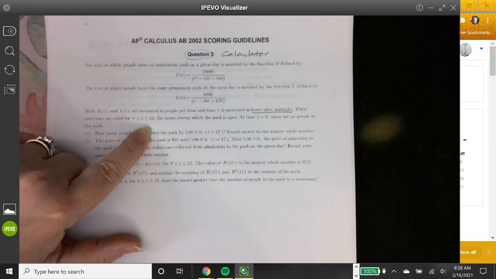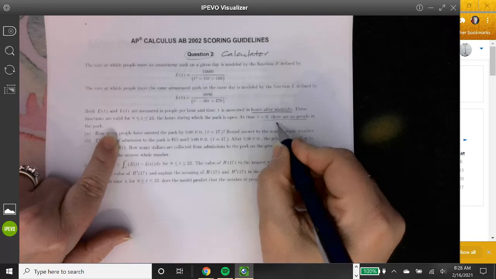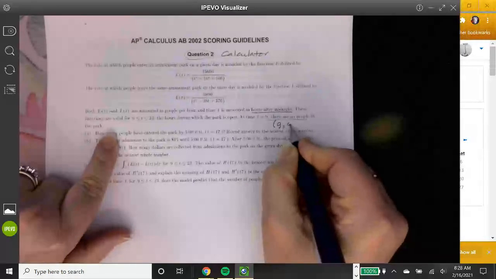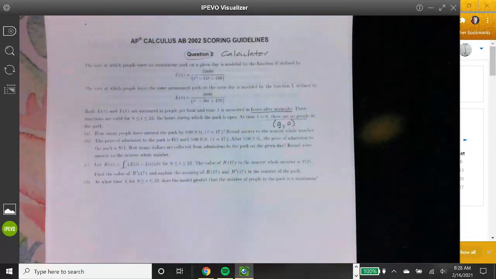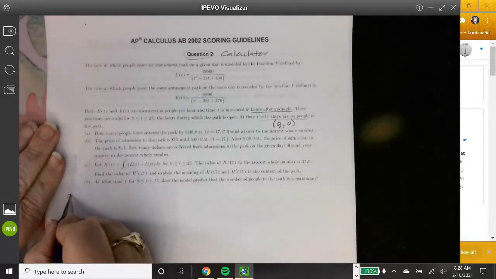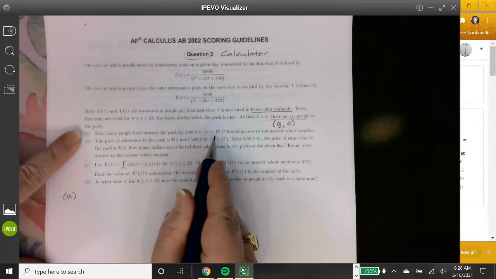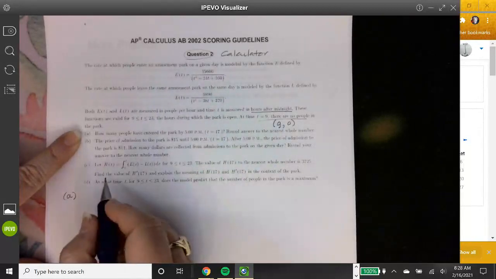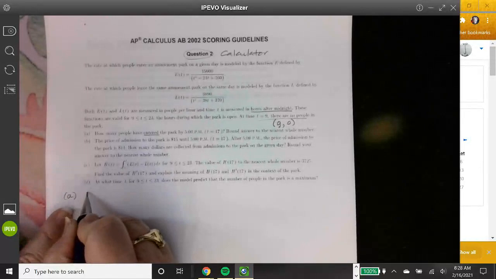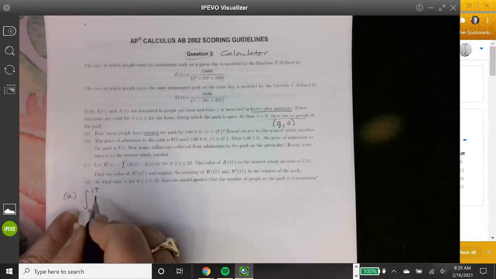At time t equals 9, there are no people in the park. So what is that telling us? Right? So my initial condition is at 9, we have 0 people in the park, which makes sense. The park's closed until then. Okay. All right. So part A says, how many people have entered the park by 5 p.m., which is t equals 17? Round your answer to the nearest whole number. Entered the park. So I want to take the integral from 9 to 17 of E of t.